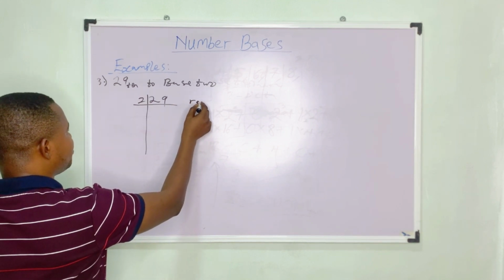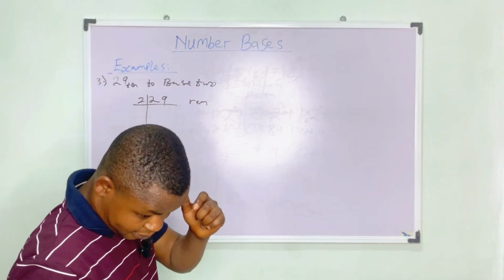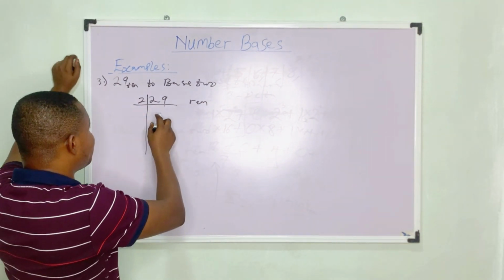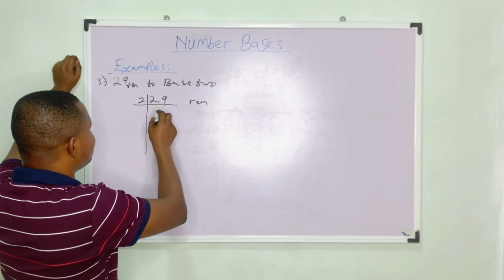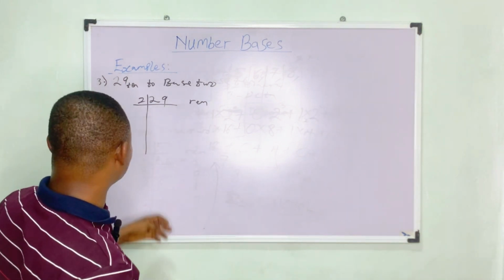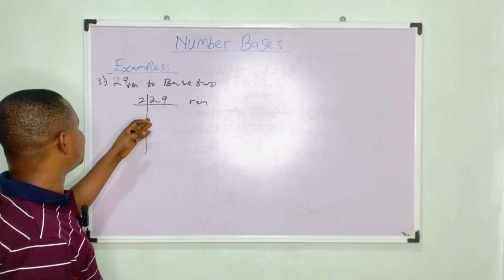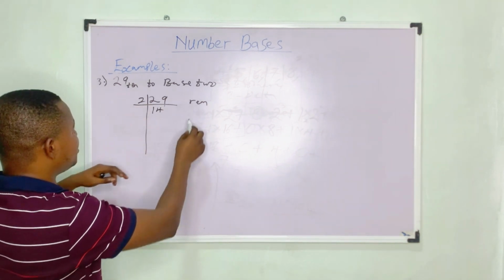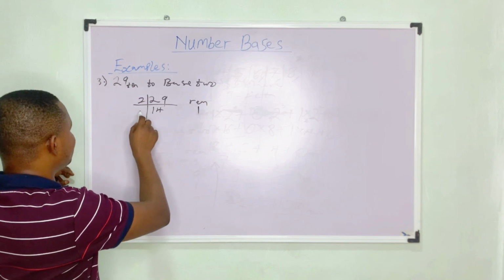Divide by 2 and you record the remainder. So 29 divided by 2 will give us, like I said, don't use your calculator, use your head. That will be 14 because 14 times 2 is 28. Then we have remainder 1.